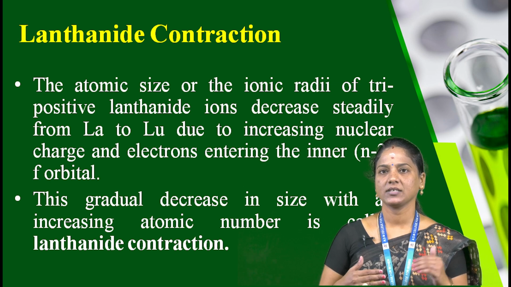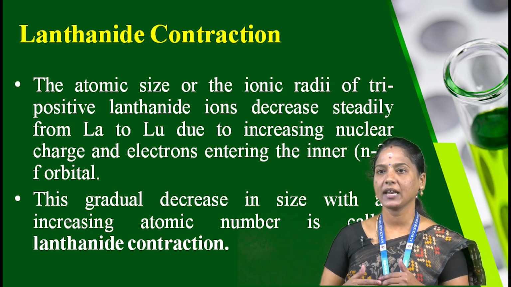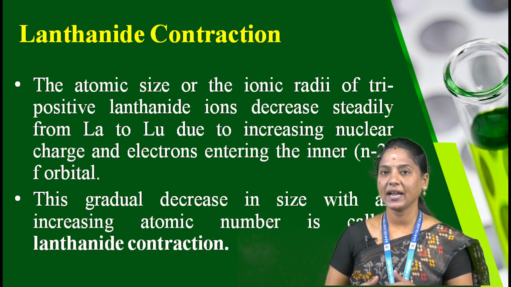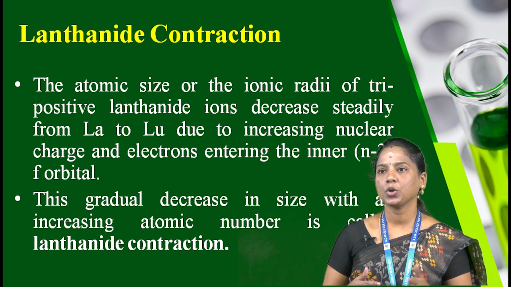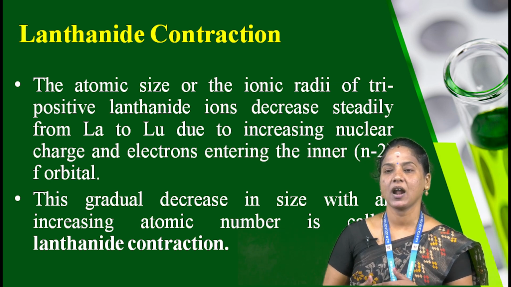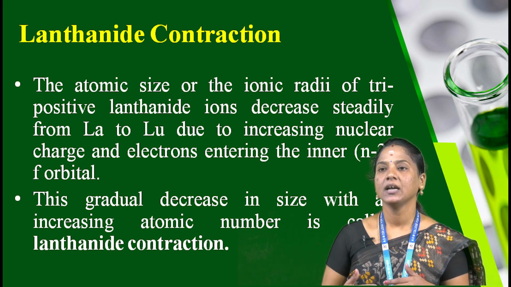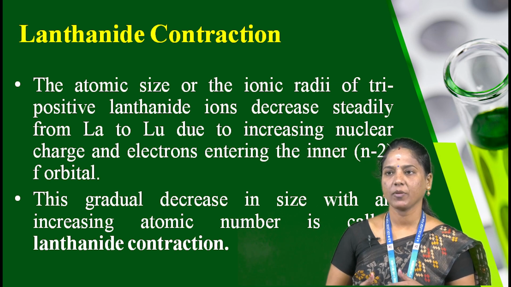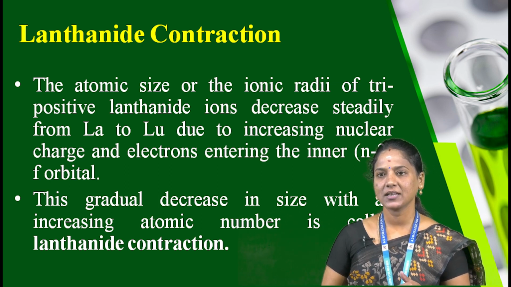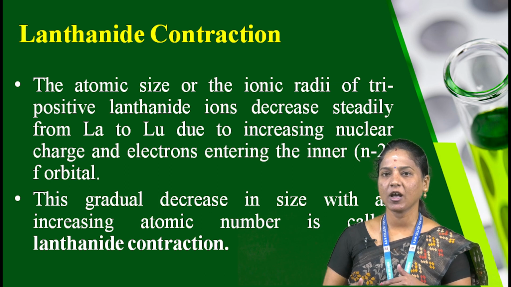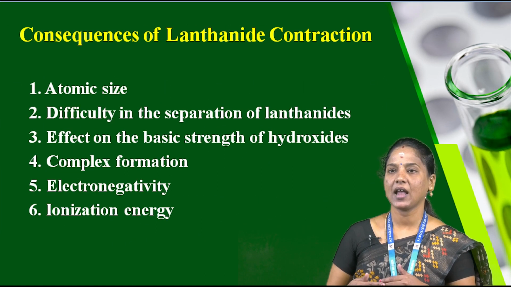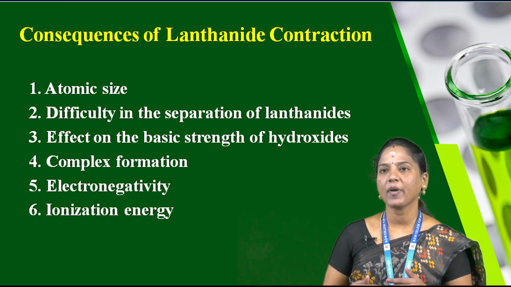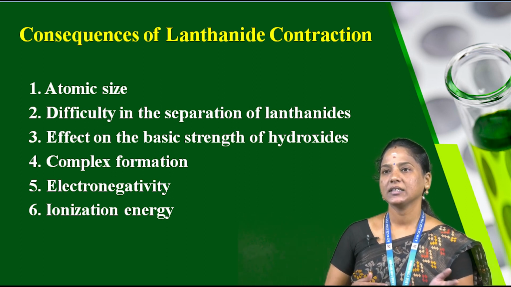They are also magnetic. And the next one is lanthanide contraction. In the lanthanide contraction, the ionic radii of tripositive lanthanide ions decrease steadily from lanthanum to lutetium due to increasing nuclear charge and the electrons entering the inner (n-2) f orbitals. This gradual decrease in size with increasing atomic number is called lanthanide contraction.